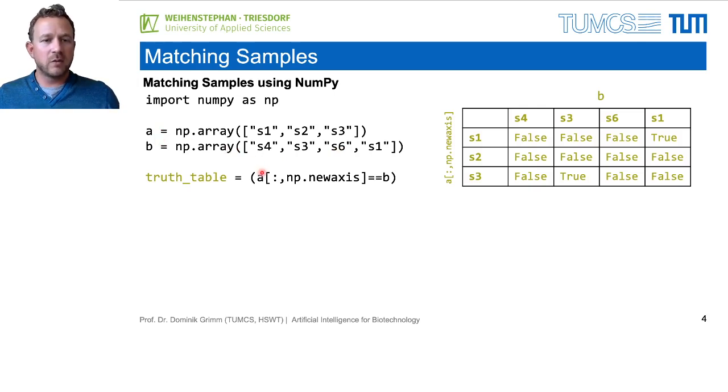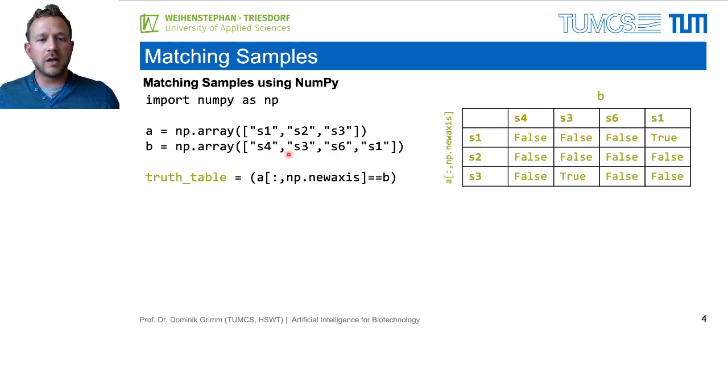So first we transform A into a column vector. It's a normal row vector, and by adding an additional axis, which you might know from the first lecture, we can transform it into a column vector. So this looks then the following: S1, S2, and S3. And then we use the double equal sign here, so we make a comparison to the array B, and the array B still is a row vector.